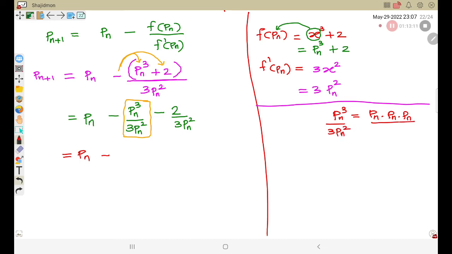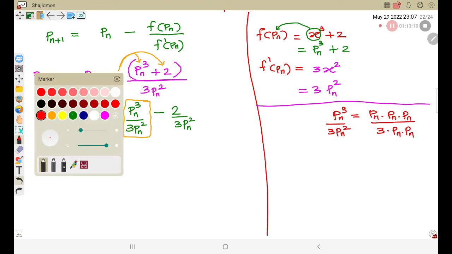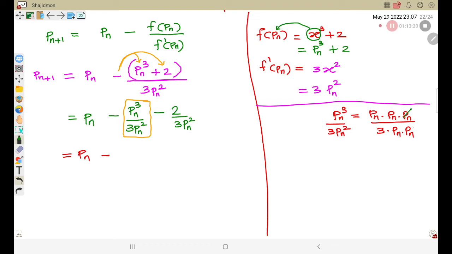Correct? What is the meaning of that one? 3 multiply Pn multiply Pn, correct? So, at this time we can cancel the Pn square. So, what will be the balance? Balance is Pn divided by 3, okay, minus 2 divided by 3 Pn power 2. 2 divided by 3 Pn power 2.